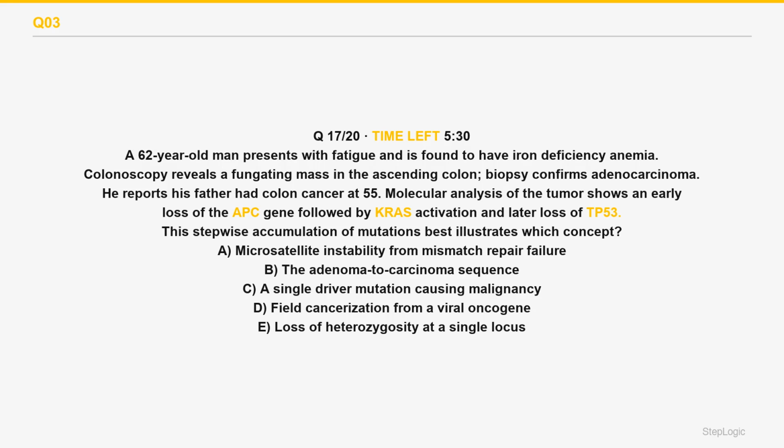Read the command. Which concept is illustrated? Right-sided colon cancer presenting with iron deficiency anemia, sequential APC, then KRAS, then TP53 mutations, the adenoma-carcinoma sequence.